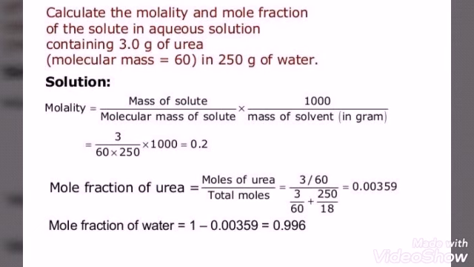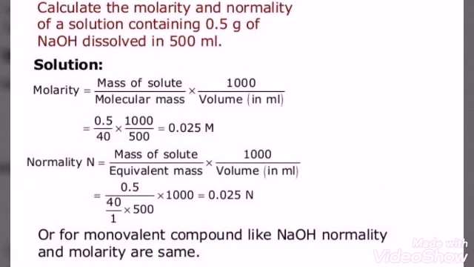Go through it thoroughly. Here molality and mole fraction have been calculated. Moles of urea upon total number of moles they have taken for mole fraction. So number of moles is W2 by M2. You know the formula. The number of moles of solute and of solvent have both been calculated. Look over this numerical, molarity and normality.